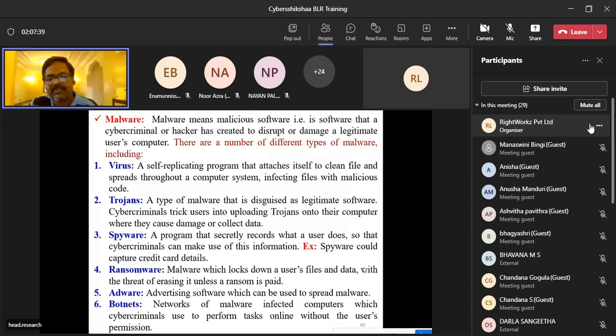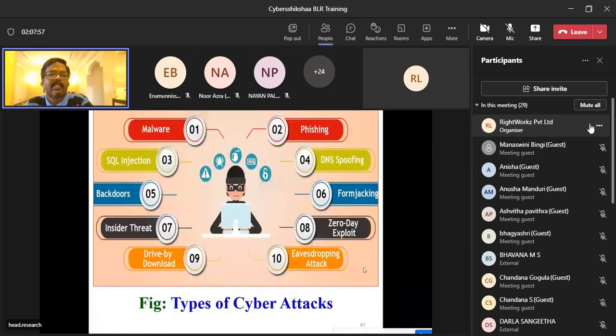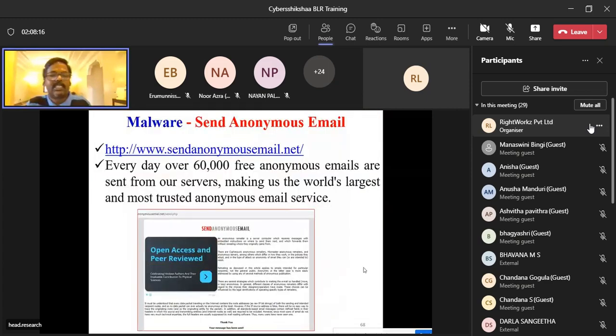Adware is advertising software which can be used to spread malware, and botnets are networks of malware-infected computers which cyber criminals use to perform tasks online without the user's permission. These things I have explained already. These are the examples of cyber attacks: malware, phishing, SQL injection, DNS spoofing, backdoors, form jacking, zero-day exploit, eavesdropping attack, drive-by download, etc.